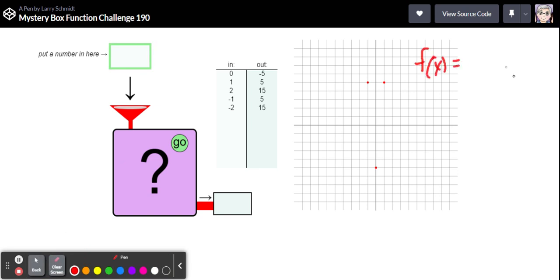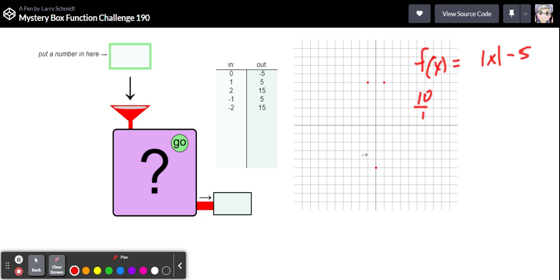So f of x equals something times the absolute value of x, and then to move that vertex down, we'd have to do a -5 here. So what is the multiplier? Well, in these absolute value functions, the multiplier is going to be the slope of these lines. So I've got, from 0 to 1, that's a run of 1, and we went from -5 to 5, so that's a rise of 10. Slope is rise over run, so I get a slope of 10.